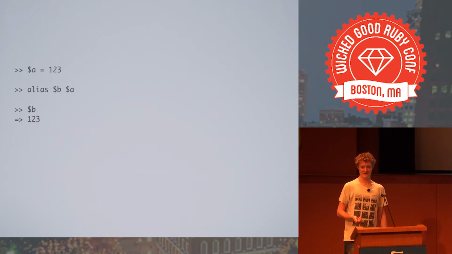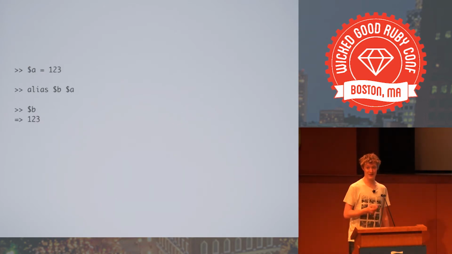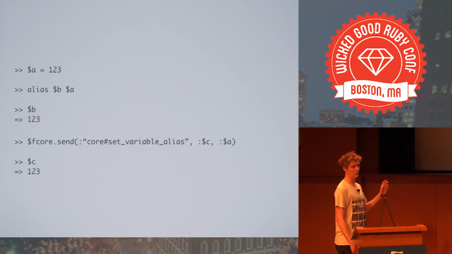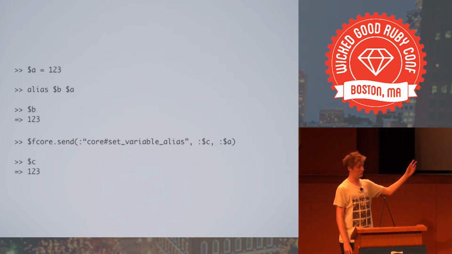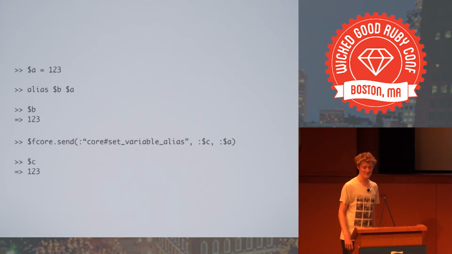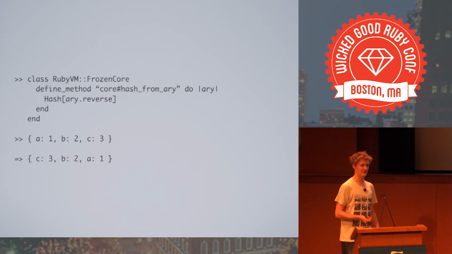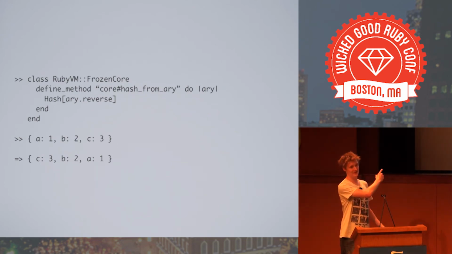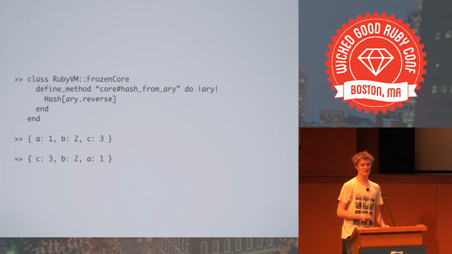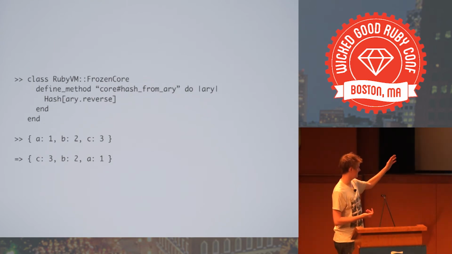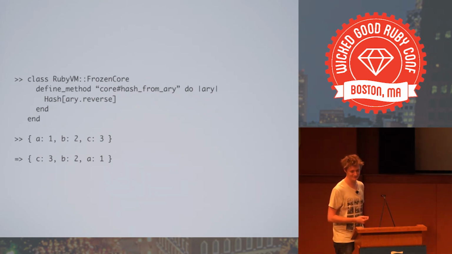So this is an example of aliasing a global variable. We set the global variable $a to 123, we alias it to the name $b, and then $b is also 123. We can also call directly into FrozenCore. We can call core#set_variable_alias, give it the new name of the variable we want, and it aliases it, because that method call is what is actually happening internally when you use the alias syntax. We can override how hashes are constructed. So we can redefine the hash_from_array method, and we can actually reverse the key-value pairs. So then when you have a hash of a: 1, b: 2, c: 3, you actually get c: 3, b: 2, a: 1 back.